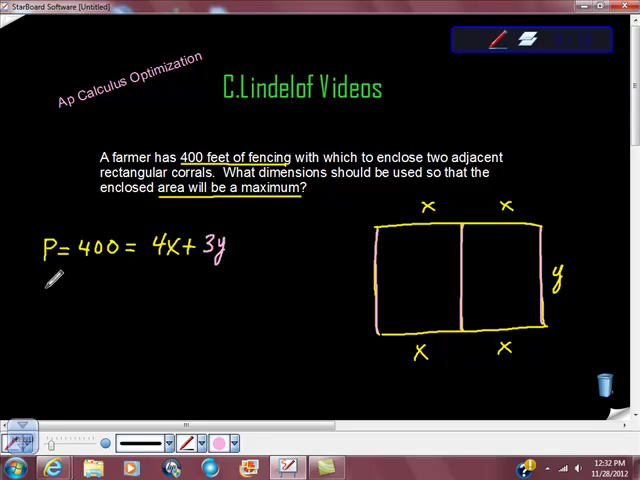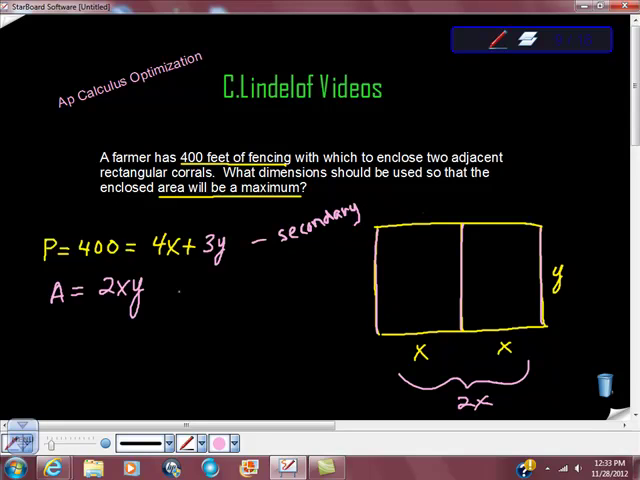The next thing we have to take into consideration is the area, because that's what we're trying to maximize. We're going to maximize the area. And the area is, this thing has a width of 2x, right? This whole value from here to here is 2x, isn't it? And then its length here is y. So the area is equal to 2xy. So this is our secondary equation, often called a constraint, and this is our primary.